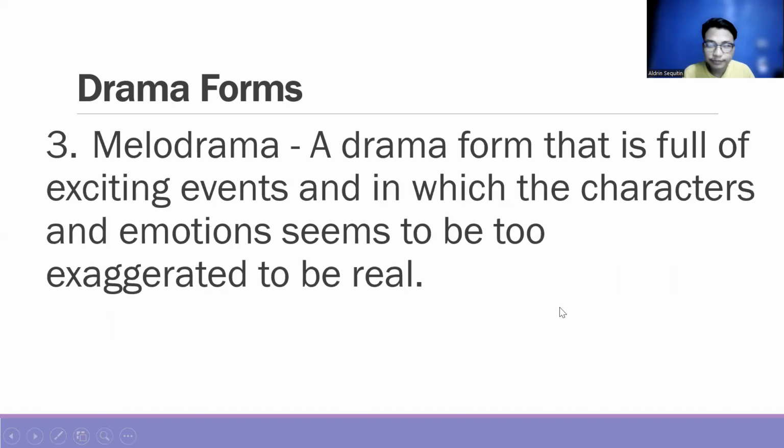And then the third one is melodrama. Melodrama is a form of tragedy. It is full of exciting events, and in these events, characters and emotions seem too exaggerated to be real. If we compare it to tragedy, the events featured in tragic stories may happen in real life. They can happen in real life.